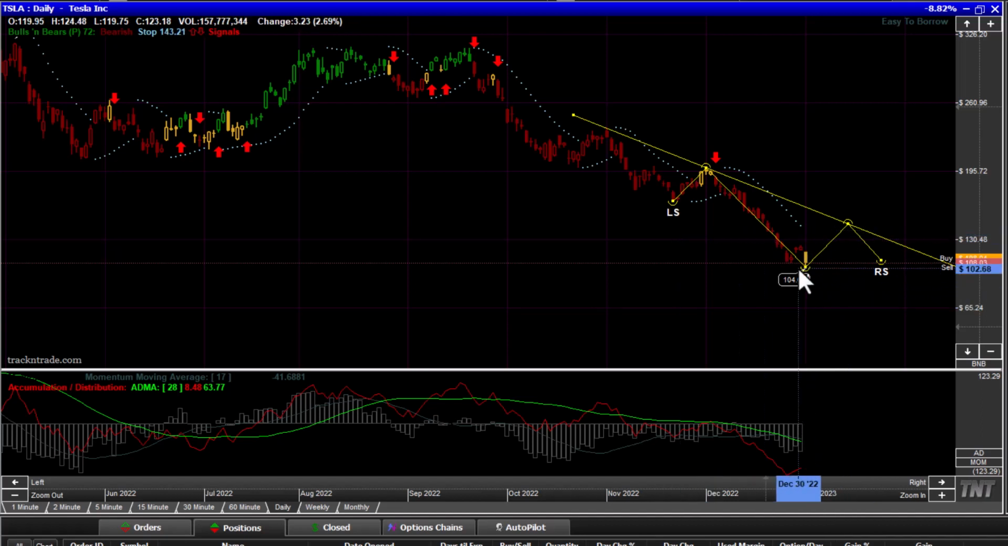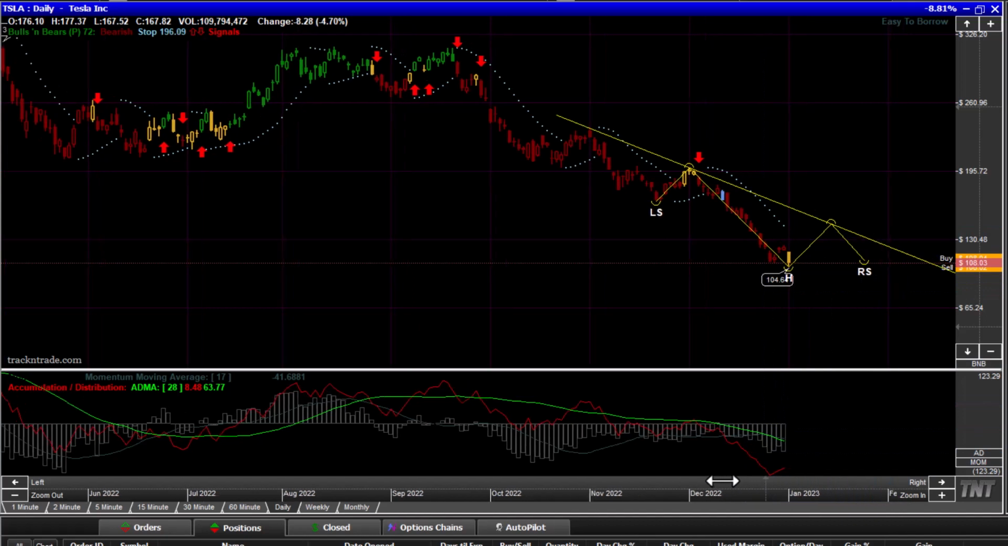Nobody knows, right? We don't know where the bottom's going to be. It could be down here at 80. It could be at 65. We don't know. We're just going to wait for it to go. So to answer the question, where do we get in? We get in when it starts to rally off that right shoulder.